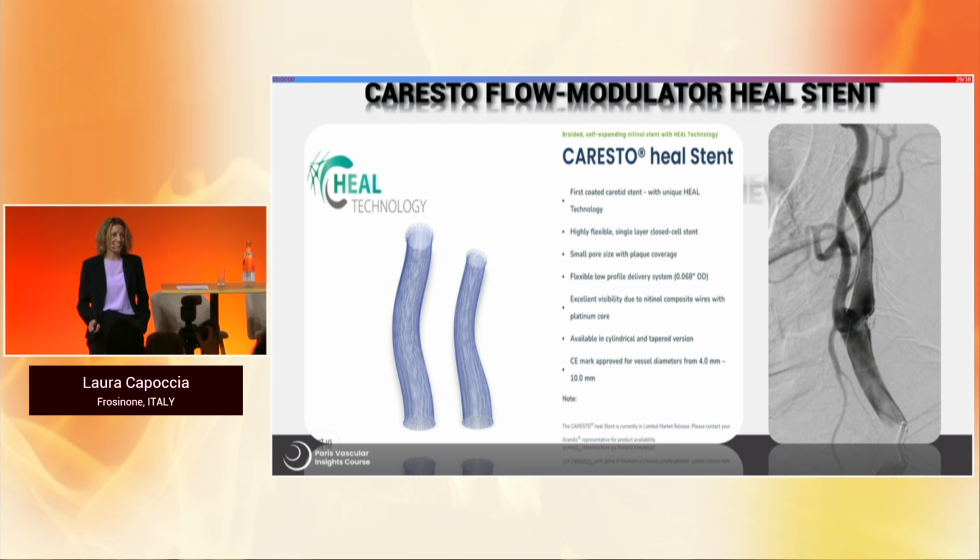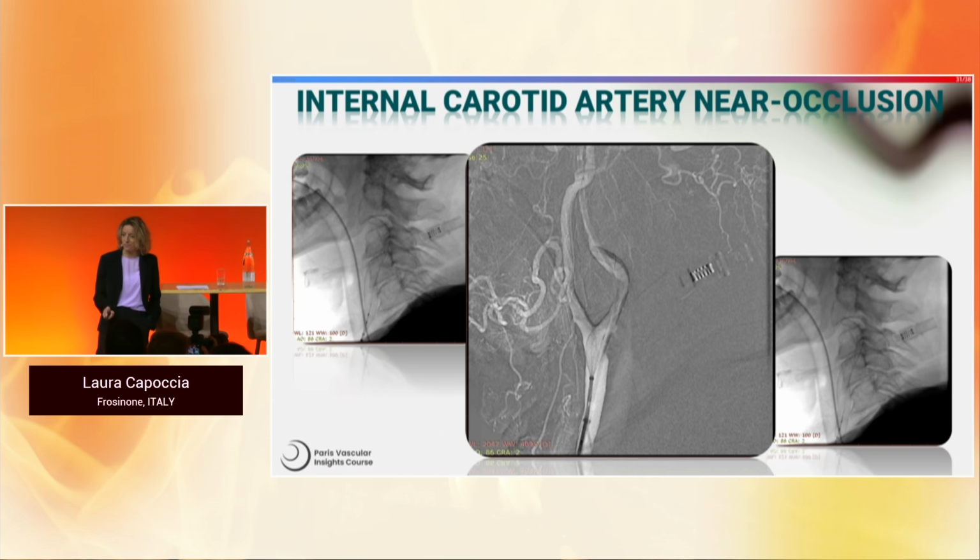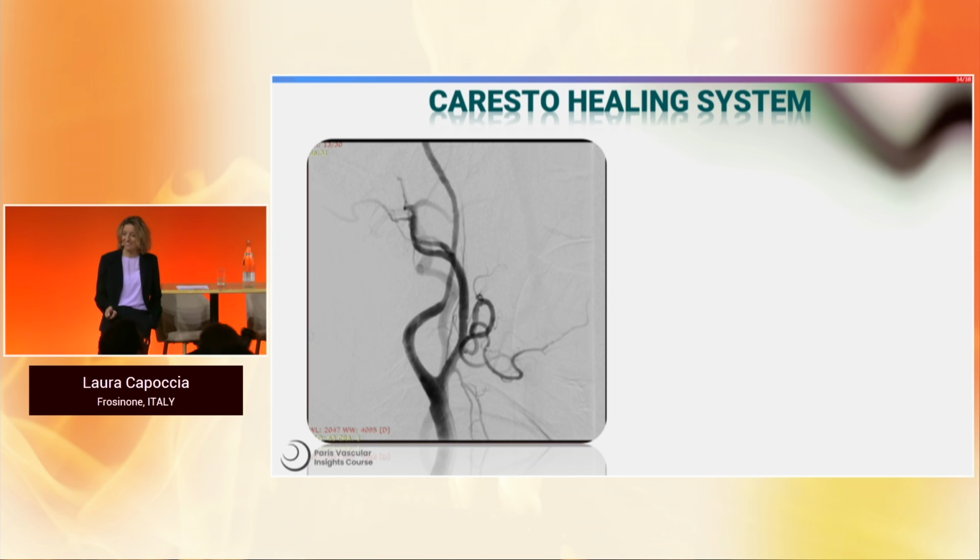This is a kind of flow modulator, and it is very flexible in the carotid. There's a technology, a so-called healing system. This is antithrombogenic, and it has good radial force, even though it's flexible like a flow modulator. Brilliant, thank you. Okay. We'll have to stop.